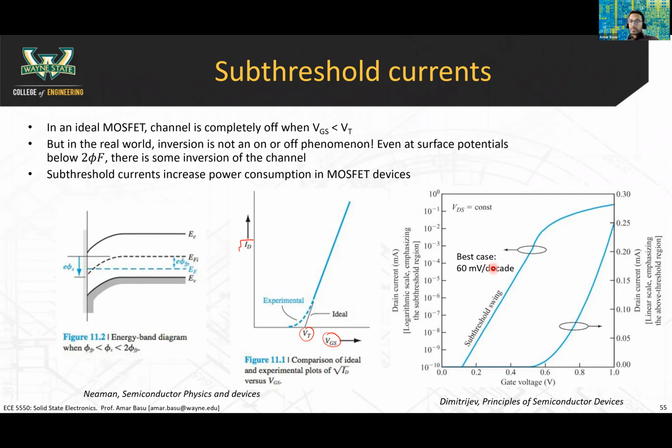Backing up again, with subthreshold currents, when your VGS is smaller than VT, you're still going to have a current between the drain and the source. A lot of times these subthreshold swing plots are made in order to understand just how much current you have between the drain and the source at small values of VGS.